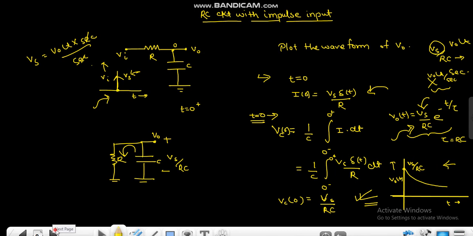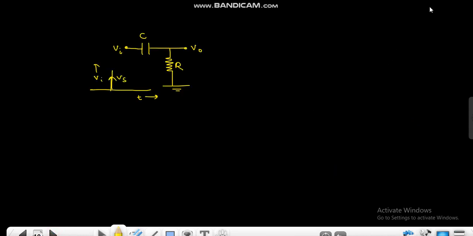Okay, so moving on to the second question. In this one you again see what is happening at t equals 0. At t equals 0 we have again applied an infinite amount of voltage. Now again at t equals 0 this should be short circuited, and what will be the current at t equals 0? Again the current at t equals 0 will be Vs into delta t by R. So this large current is flowing through the resistor, and the same current is flowing through the capacitor. So again a large amount of current is flowing through the capacitor.